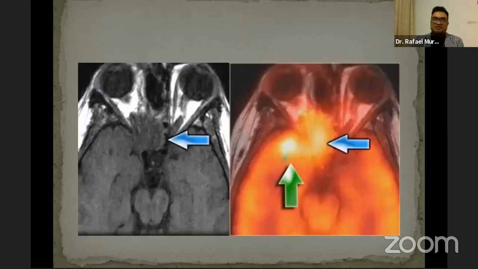Another case of a malignant tumor in the sinonasal tract. On the left-hand side, we can see a tumor invading the base of the skull, and it extends to the right orbit. On the right-hand side, we are seeing a perfusion-weighted image. Actually, this is a perfusion-weighted MRI. You can see it is very bright, and it looks like fire in the images. So yeah, that's all. Next slide, please, sir.